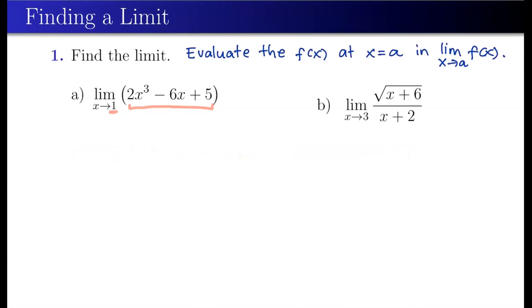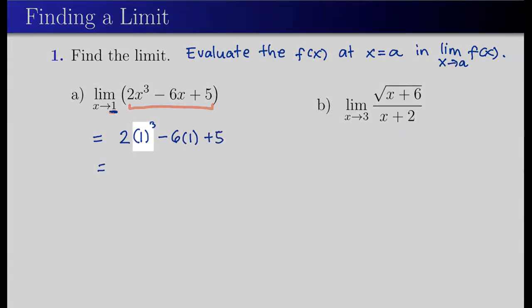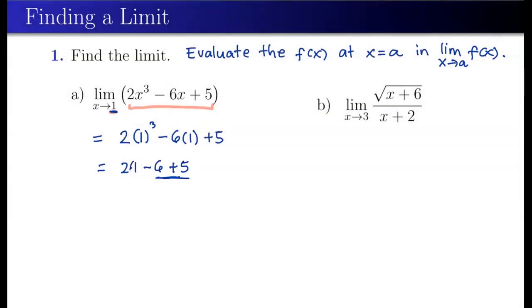So like in this case here, this is just equal to 2 times, you pick the value here, 1 cube, minus 6 times 1 plus 5. 1 cube is just equal to 1, so 2 times 1, minus 6 times 1 is 6, plus 5. So negative 6 plus 5 is equal to negative 1. 2 times 1 is 2. So this is just equal to 2 minus 1, and that is equal to 1. So therefore, the limit of 2x cubed minus 6x plus 5 as x approaches 1 is equal to 1.